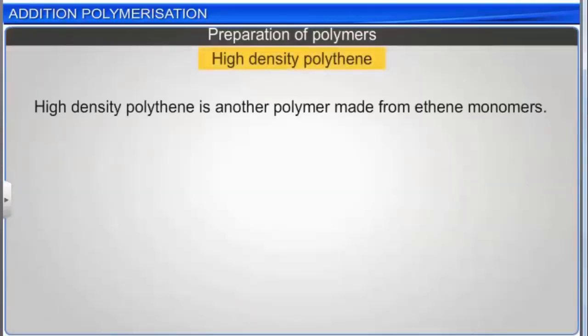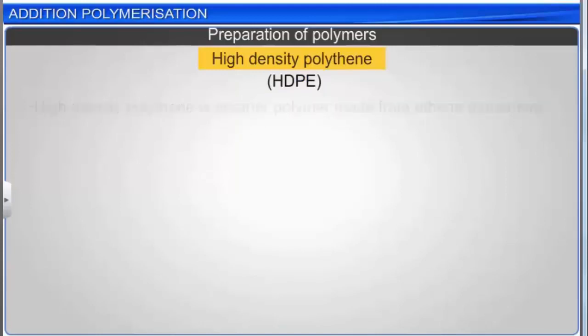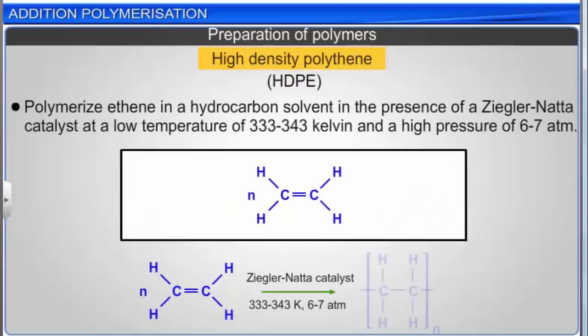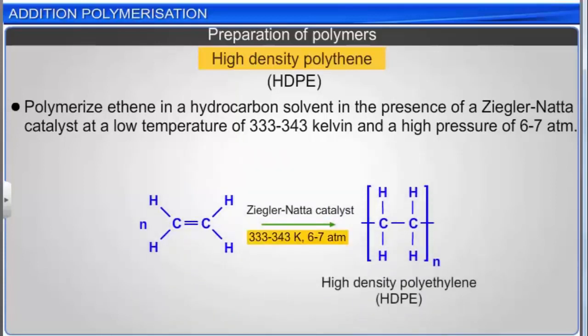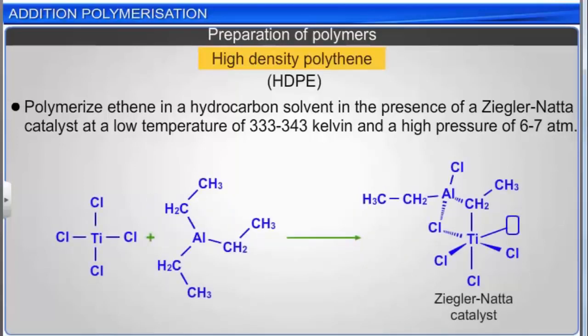High-density polythene or polyethylene, also known as HDPE, is another polymer made from ethene monomers. To make HDPE, ethene is reacted in a hydrocarbon solvent in the presence of a Ziegler-Natta catalyst at a low temperature of 333 to 343 Kelvin and a high pressure of 6 to 7 atmospheres. A Ziegler-Natta catalyst is a combination of triethyl aluminium and titanium tetrachloride.